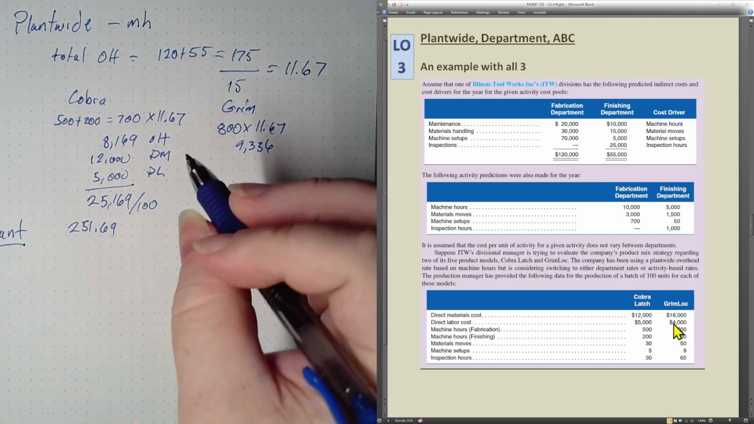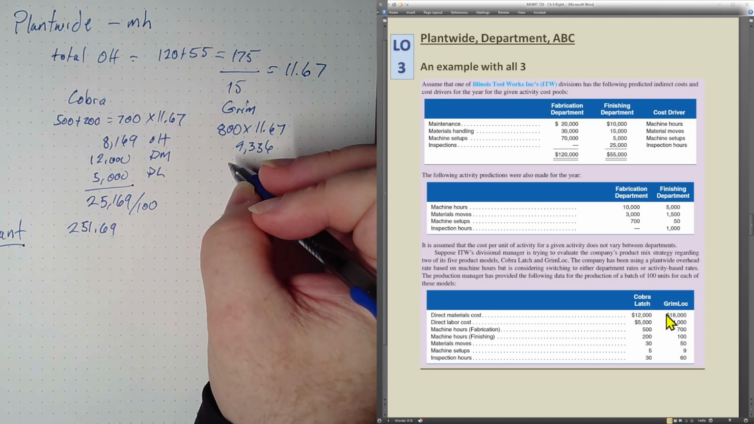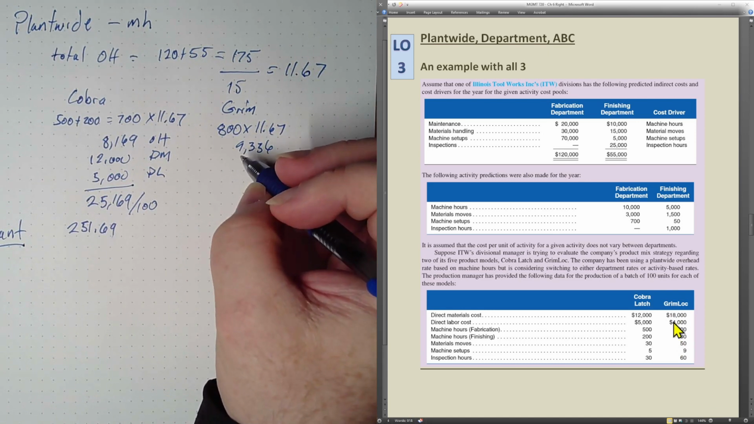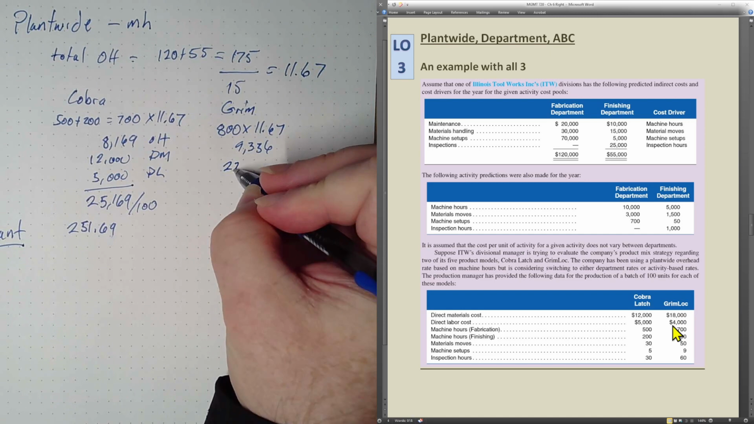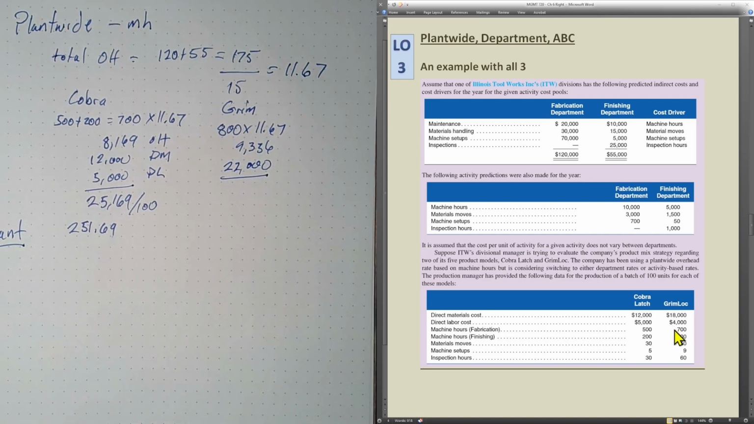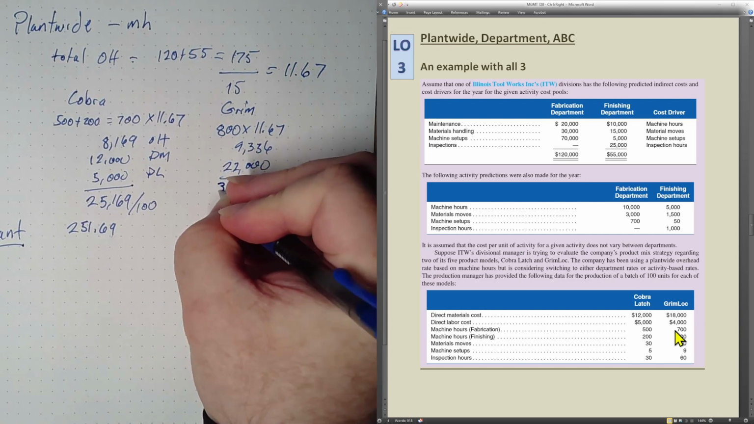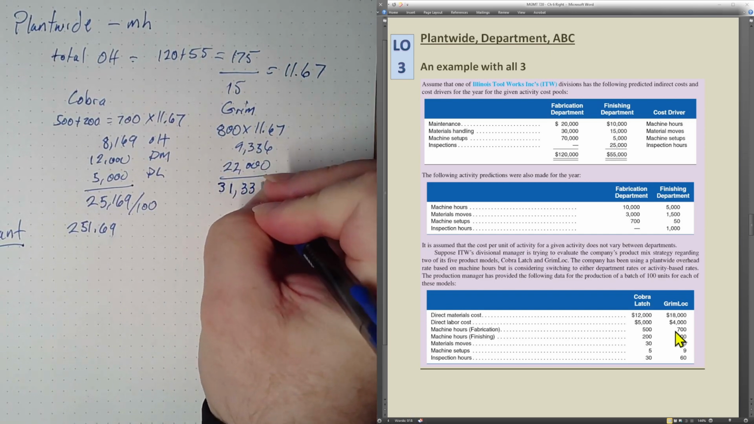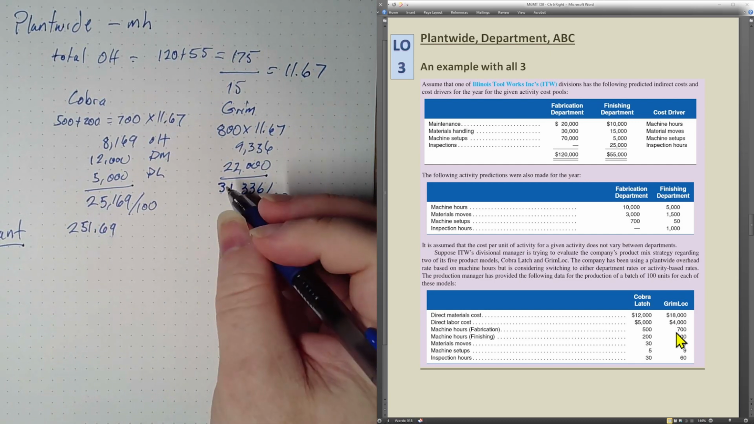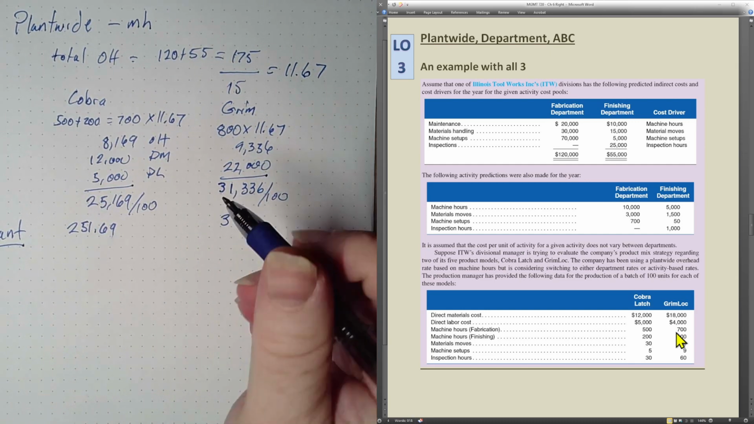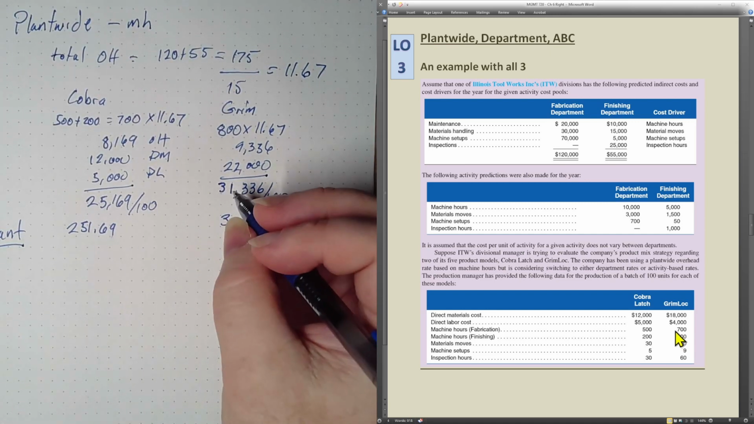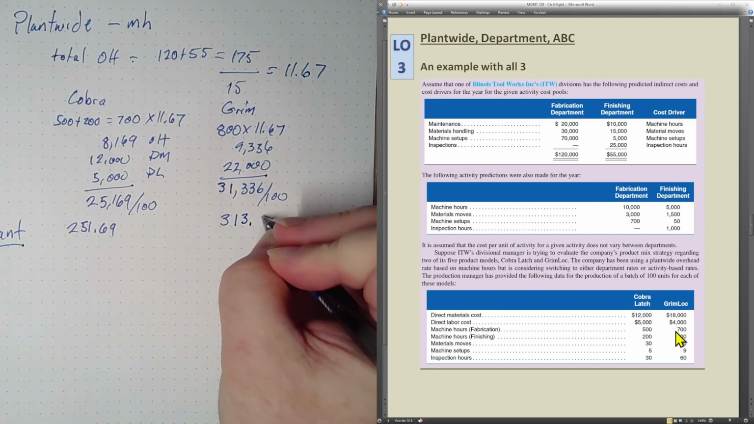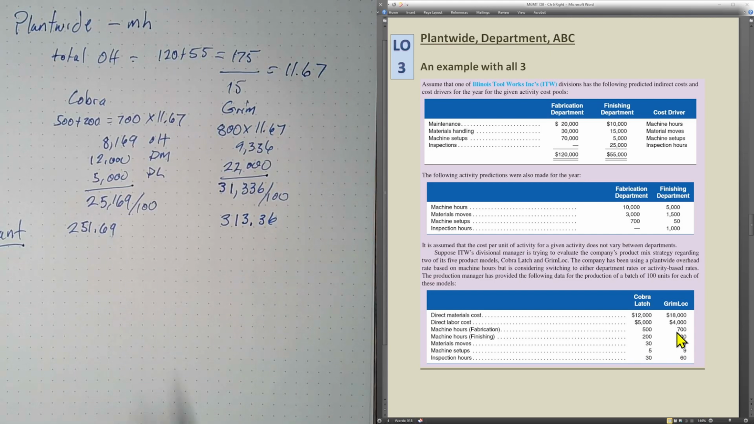9,336, plus it has another 22,000 here. You can see 18,000 and 4,000, so that's another 22,000. Equals 31,336 divided by a batch of 100. That means its per unit cost under plant-wide is $313.36.